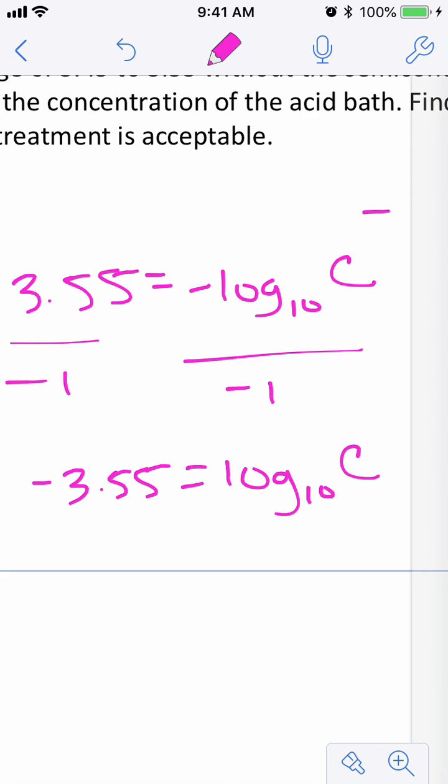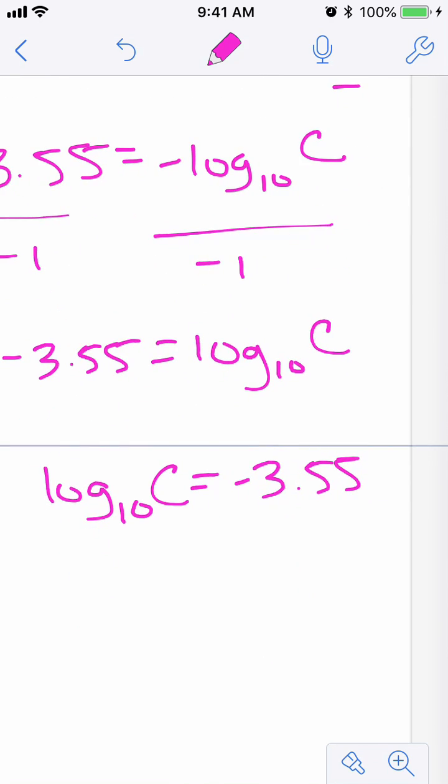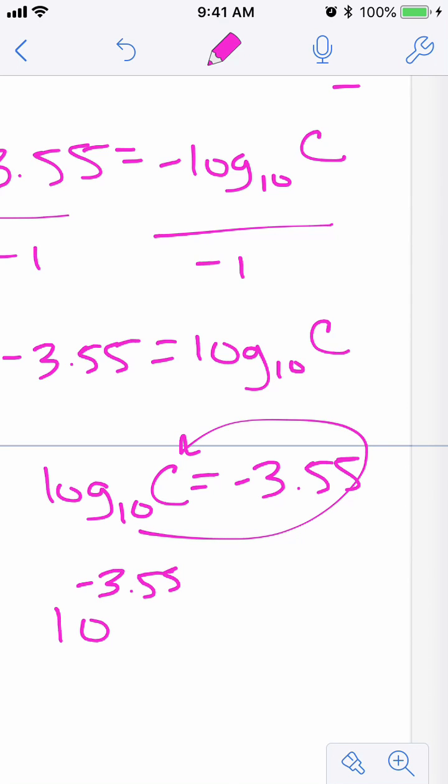If it helps you to visualize the circle, you can rewrite it so that the numbers are on the other side. Remember, the answer to a log, the other side of the log, is the exponent. So now we'll make our circle. 10 to the negative 3.55 is equal to c. Handy candy calculator.